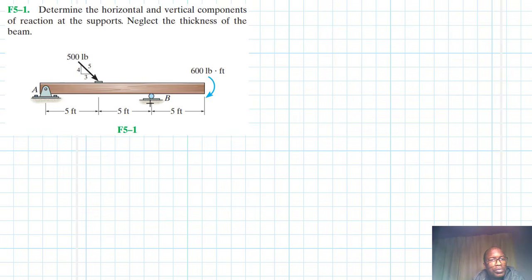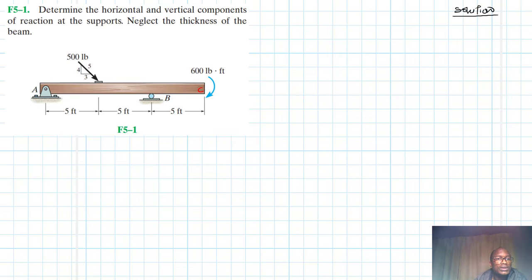The problem reads: determine the horizontal and the vertical components of reaction at the supports, neglecting the thickness of the beam. This problem is coming from the Engineering Mechanics Statics textbook, 13th edition by R.C. Hibbeler. So we have an overhanging simply supported beam with an inclined concentrated load as well as a couple moment at the very end of the beam. Let's call this point C.